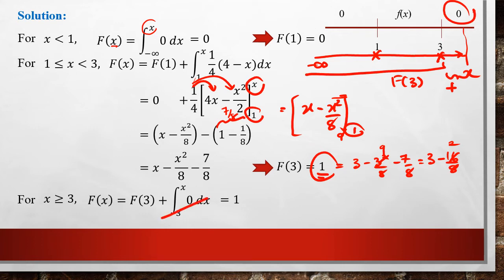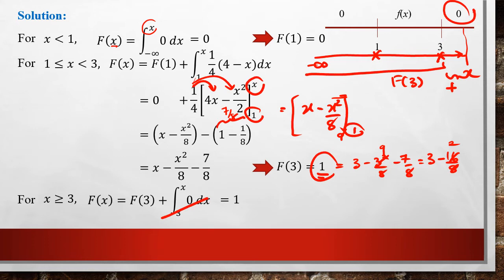So the answer is equal to 1. Okay, so this is how we find the cumulative distribution function for a continuous random variable. But now, do we just leave this as it is? No, we need to write down the final function.